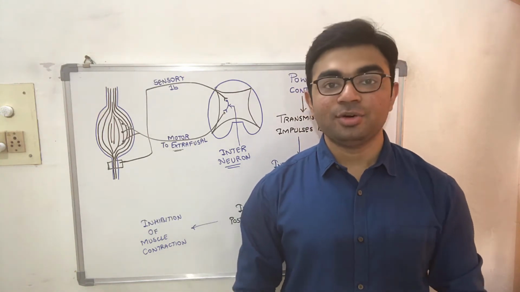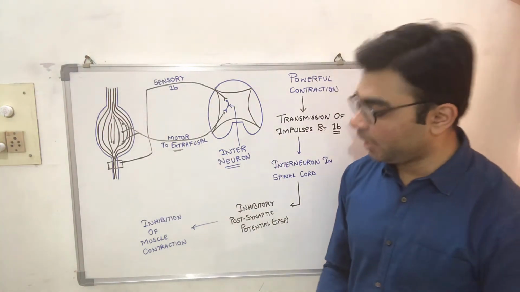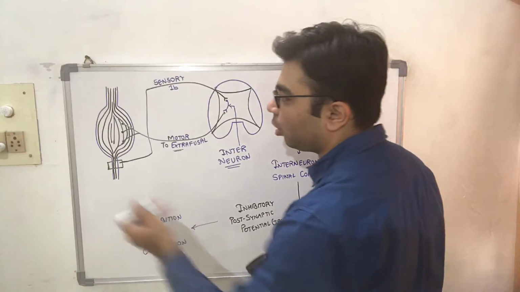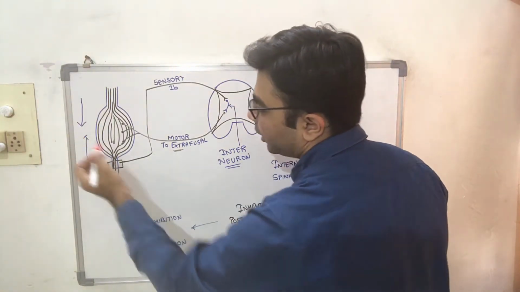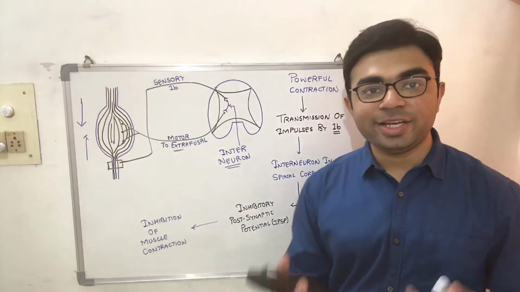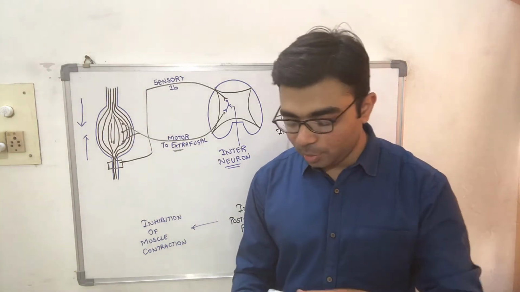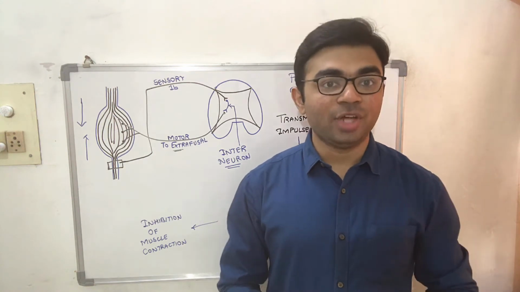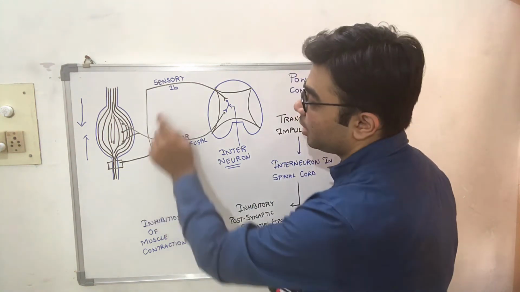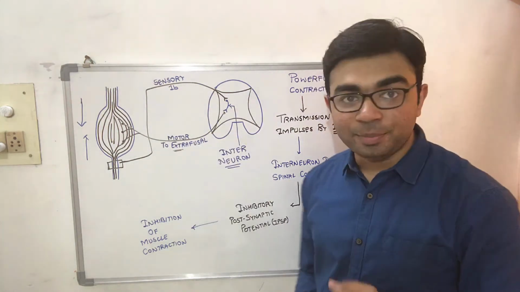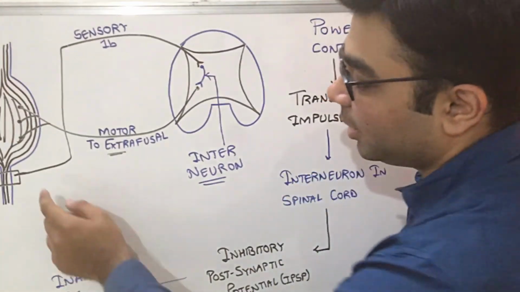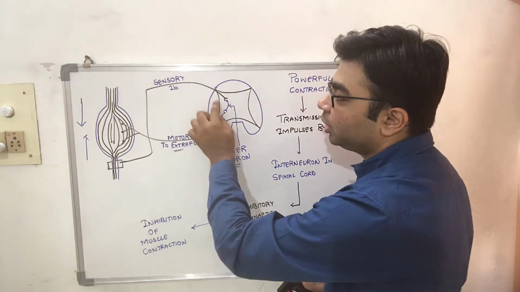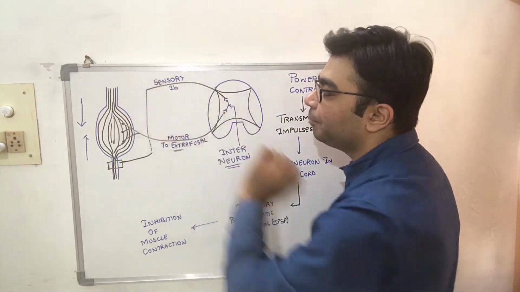Let us understand with this very simple diagram. Suppose I have this muscle and I generate a powerful contraction in this muscle. So muscle tension increases, the Golgi tendon organ will be activated, and when it is activated, transmission of the impulses occurs. That is, the impulses are transmitted from the Golgi tendon organ to the spinal segment via the sensory 1B fibers.